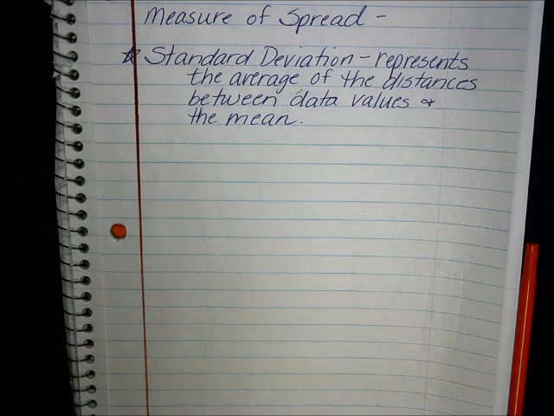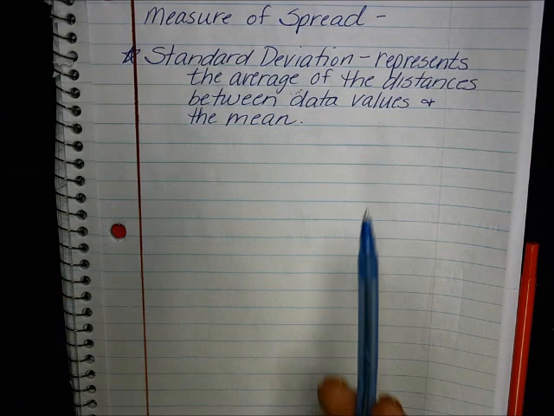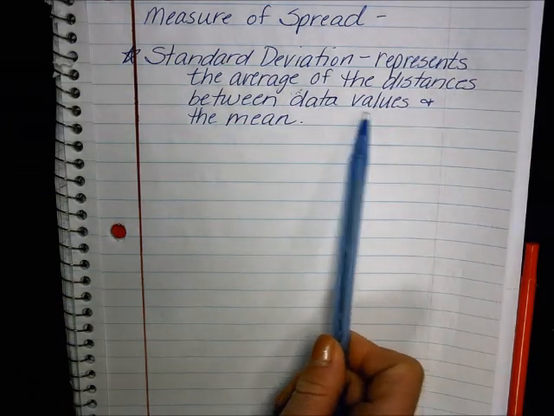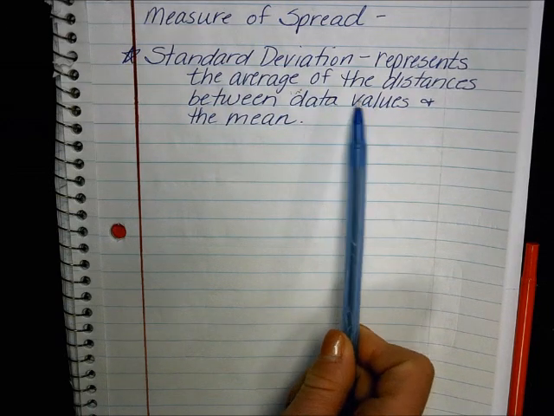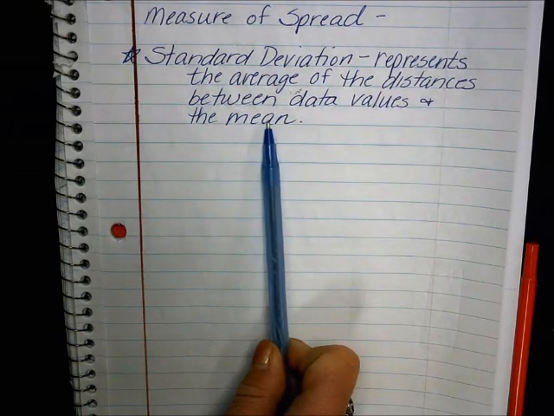It tells us how far apart all the numbers are. It tells us how far they are spread out. That's why it's a measure of spread. So once we know the mean, we can kind of figure out, okay, how close are the other data values? We're going to find the distances between our data and the mean.